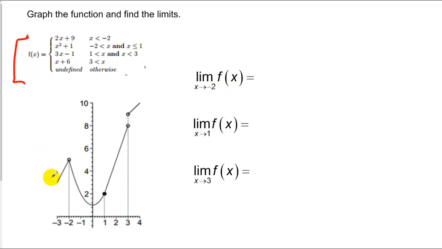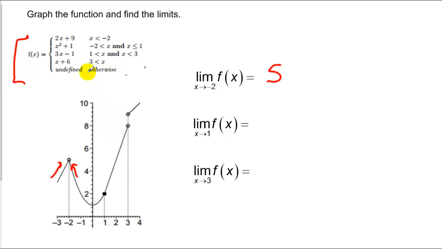And you'll see, get close to -2 from the left, get close to -2 from the right. Even though there's no defined value because we have an open circle here, we can say that this is appearing to be close to pretty much 5. That's what it looks like.